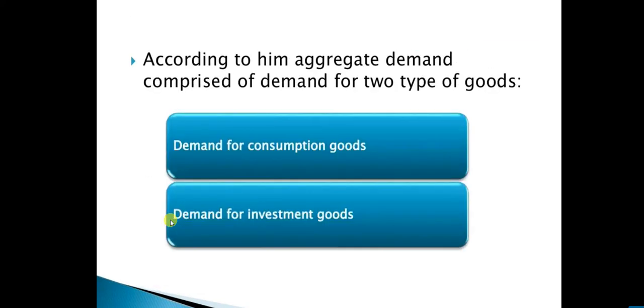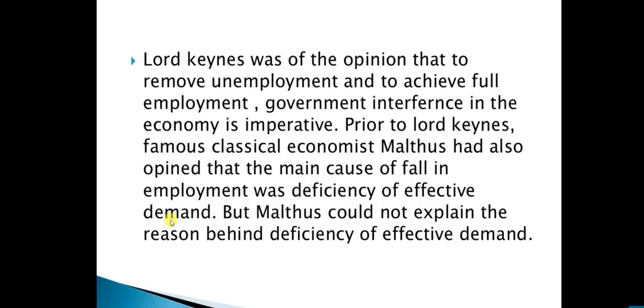According to him, aggregate demand is comprised of demand for two types of goods: demand for consumption goods and demand for investment goods. Lord Keynes was of the opinion that to remove unemployment and to achieve full employment, government interference in the economy is imperative. Prior to Lord Keynes, Malthus had also opined that the main cause of fall in employment was the deficiency of effective demand, but Malthus could not explain the reason behind the deficiency of the effective demand.